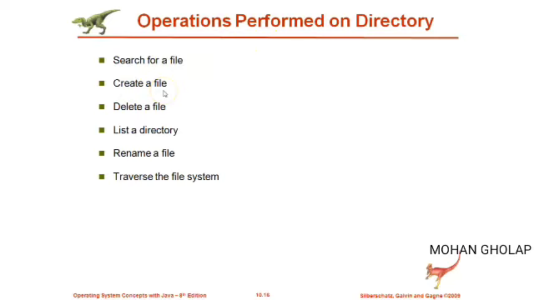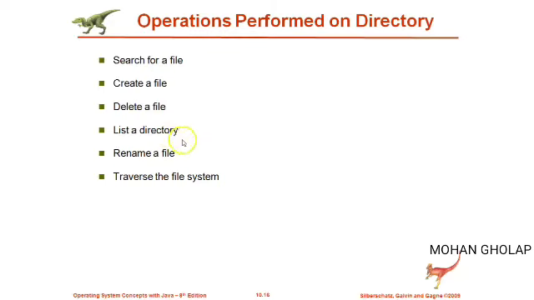Similarly, create a file. If you want to create a file, you again have to specify the name of that particular file. As a result, a new file is created and it is added to the corresponding directory. Similarly, delete a file. When you specify a particular file to be deleted, its content along with its name will be deleted, and correspondingly the record will be deleted from the corresponding directory.